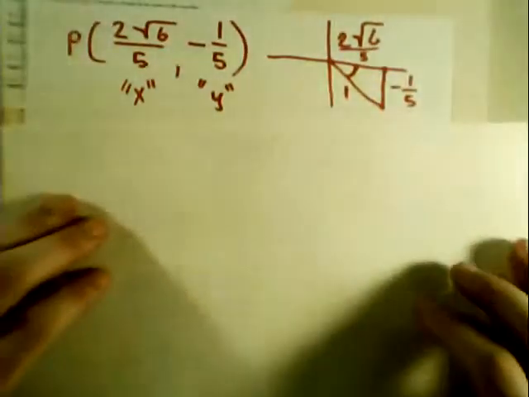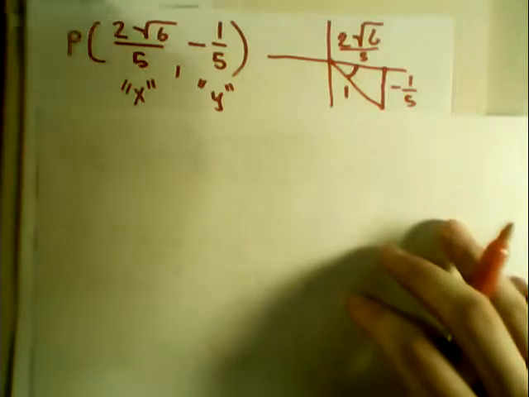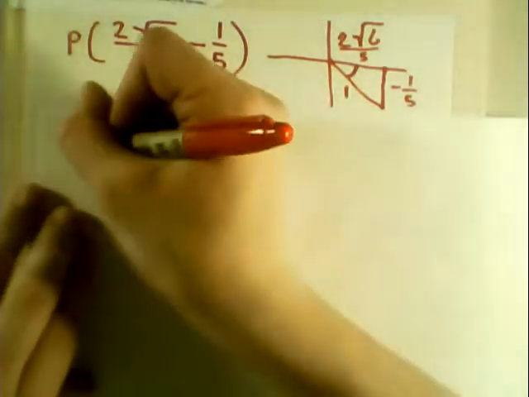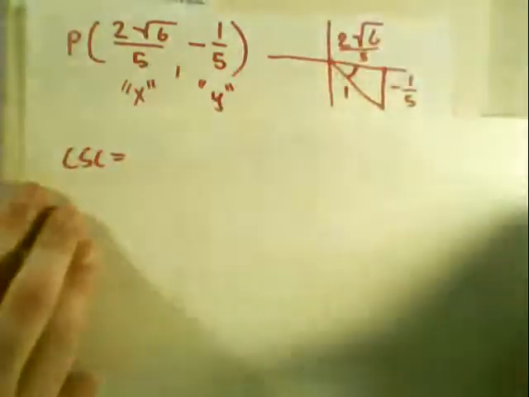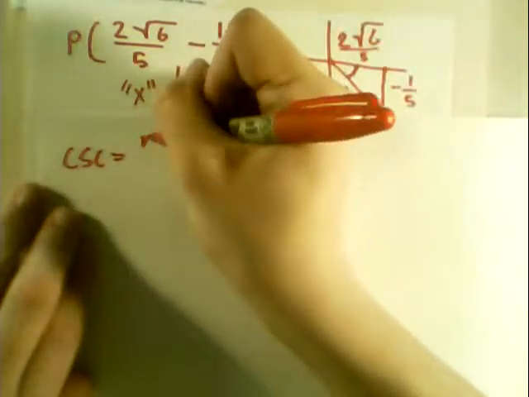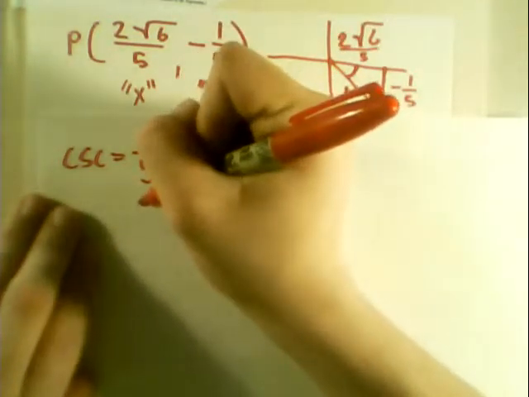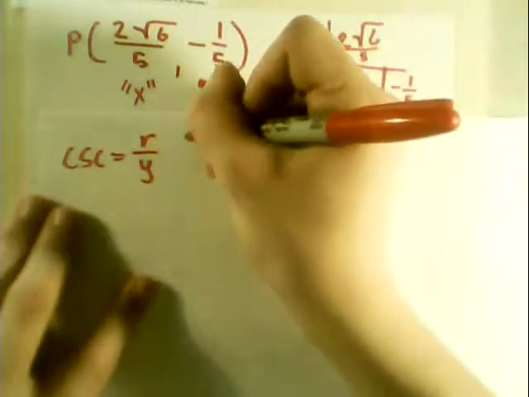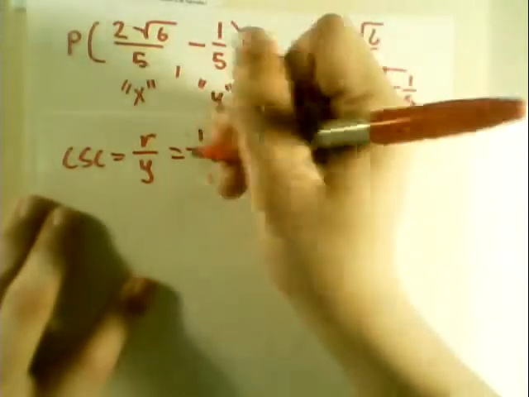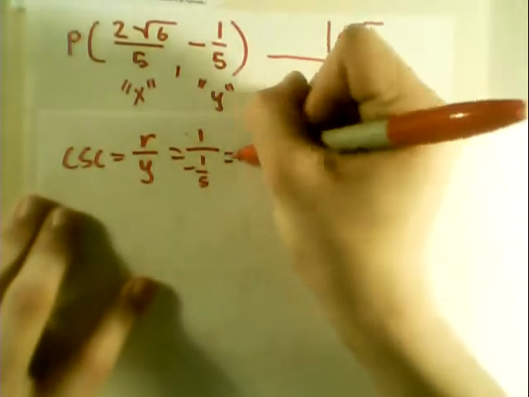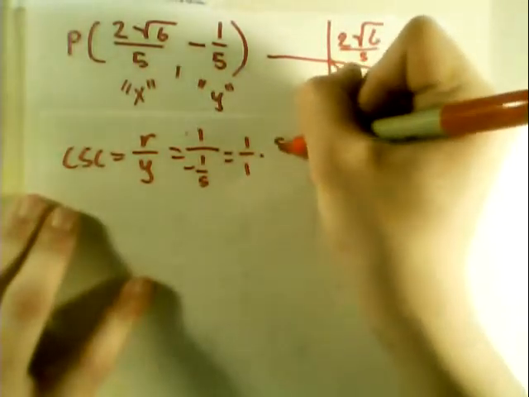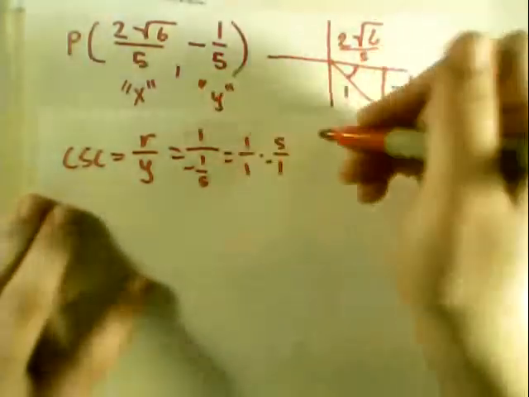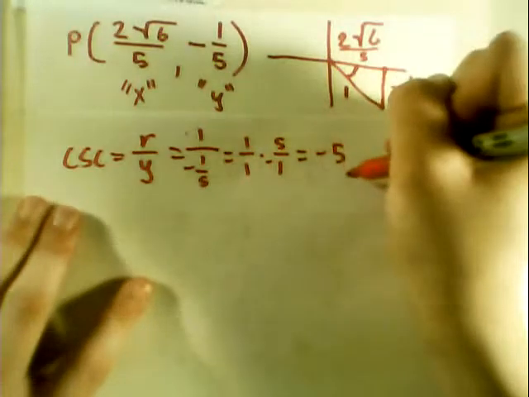I'm going to get another piece of paper. Let's go ahead and find cosecant. Okay, let's go ahead and find cosecant of this angle. So cosecant deals with our sine, and it is r over y. So our radius was 1, and our y was negative 1/5. So basically it's the equivalent of this, which is basically just flipping it. So we have a negative 5 as our answer.